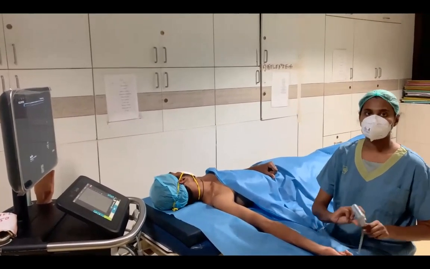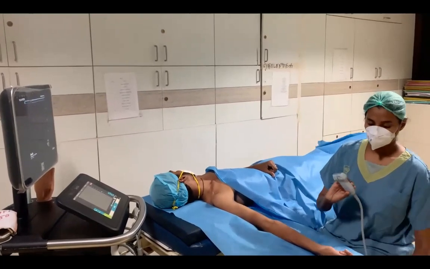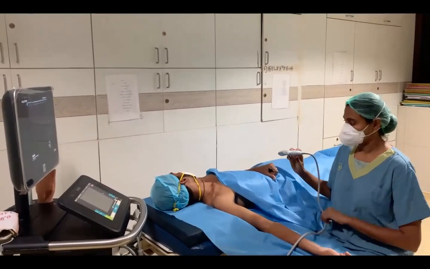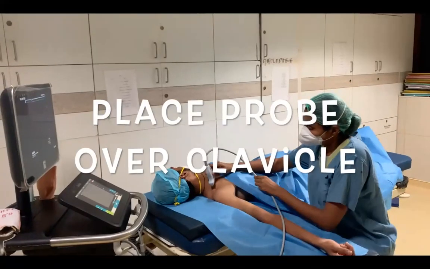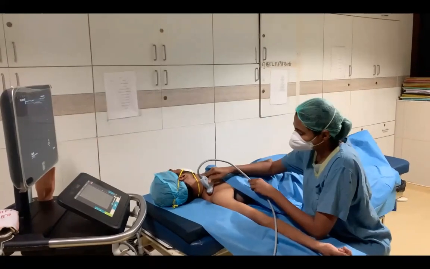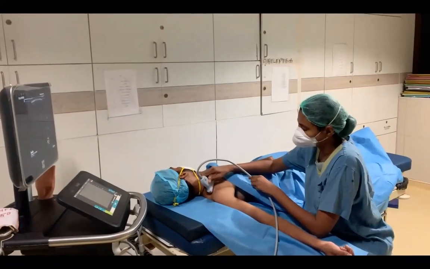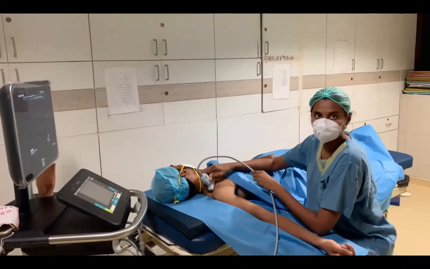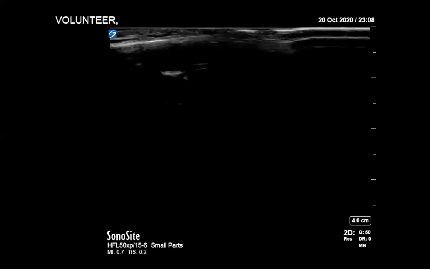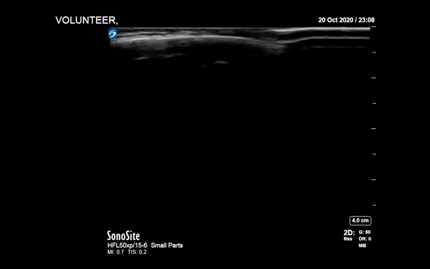We'll select a high frequency linear probe as we expect the target structures to be within 4 centimeters. Step 1 is to place the probe over the clavicle at the midpoint. This will cut the image slightly in a coronal plane. After placing the probe over the clavicle, we observe its acoustic shadow.